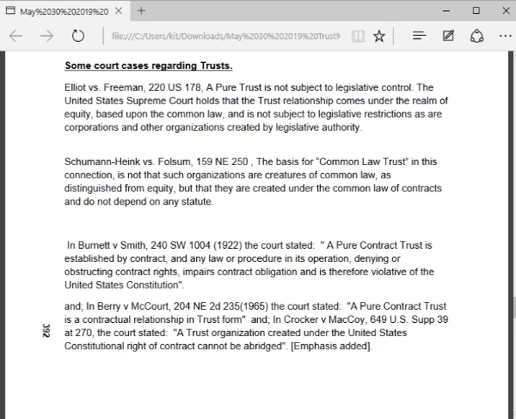And in Berry v. McCourt, 204 NE 2d 235, 1965, the court stated, a pure contract trust is a contractual relationship in trust form. And in Crocker v. McCoy, 649 U.S. Supreme 39 at 270, the court stated, a trust organization created under the United States constitutional right of contract cannot be abridged. Emphasis added.